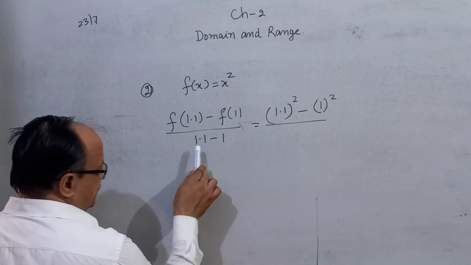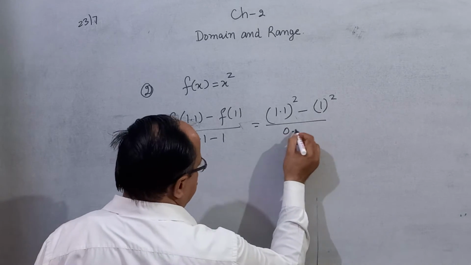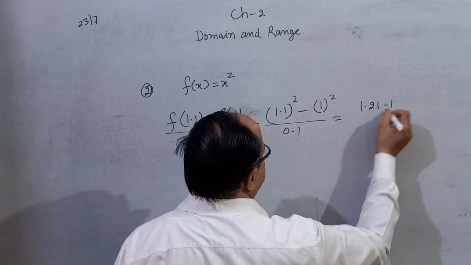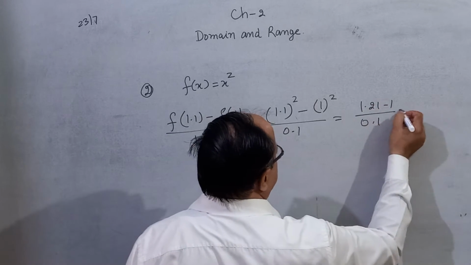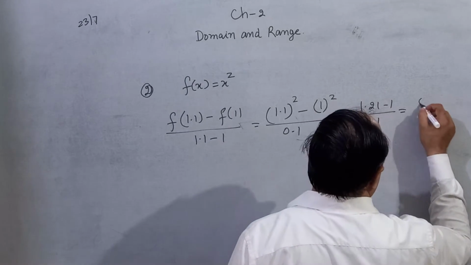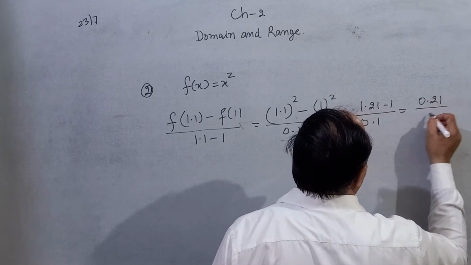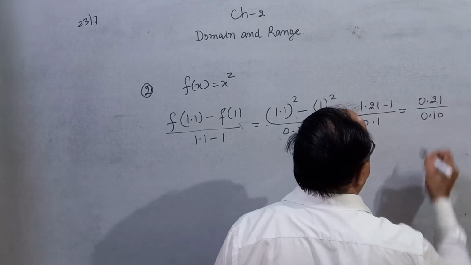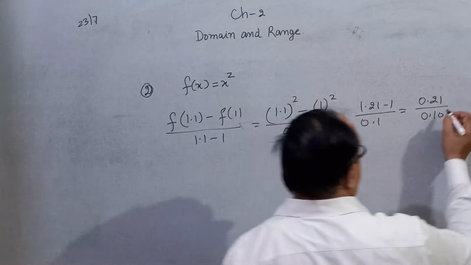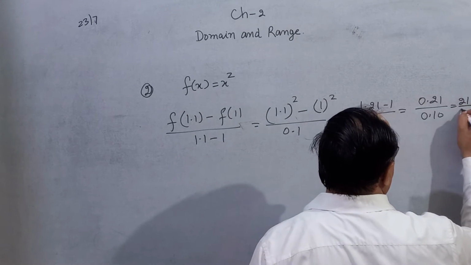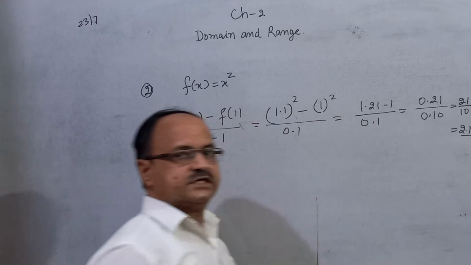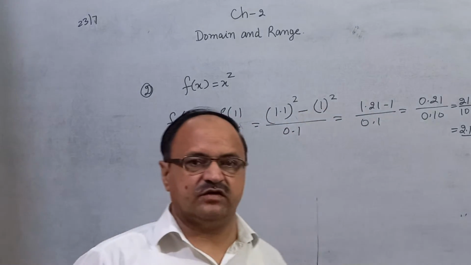Now can you tell me 1.1 minus 1? That is 0.1. So 1.21 minus 1, upon 0.1. 1.21 minus 1 subtract, that is 0.21 upon 0.1. You can write 0.1 as 0.10, and that is 21 by 10. When you simplify, you get 2.1. This is the answer.